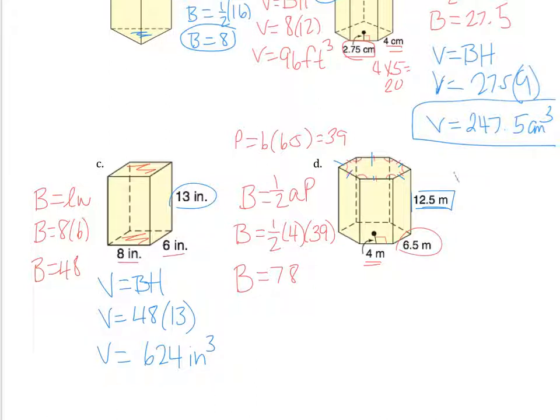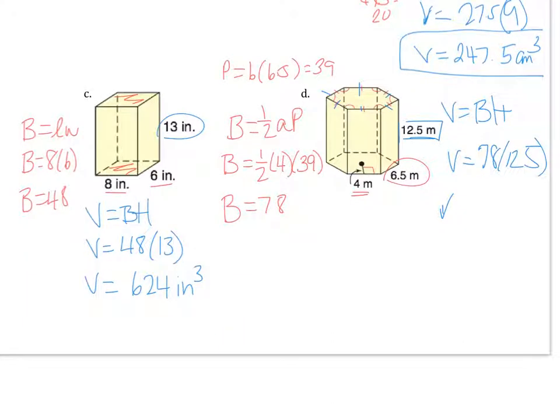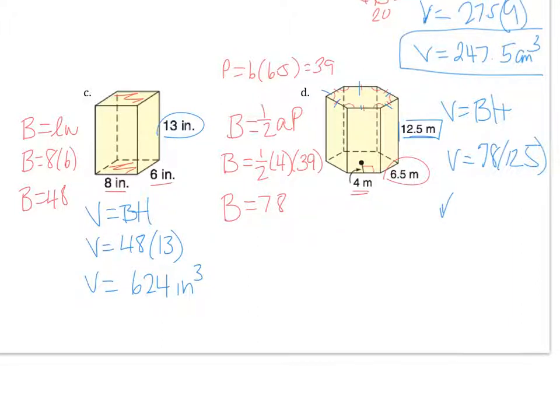Moving on to volume now. So volume is equal to my big B times my H. Using that big B that we just found, 78 times my 12.5, which is my height. So volume equals 975, looks like my units are meters, cubed. Again, we're just practicing plugging things in here and using our formulas.